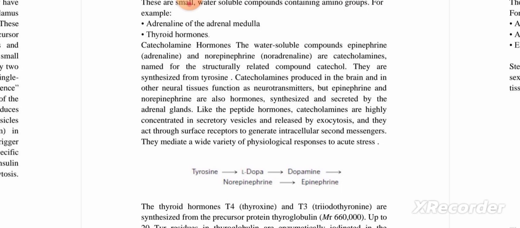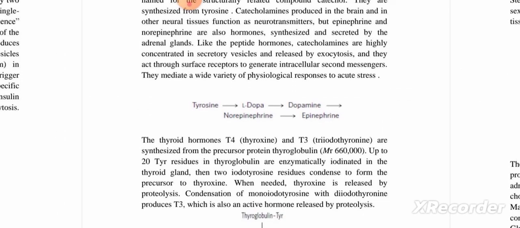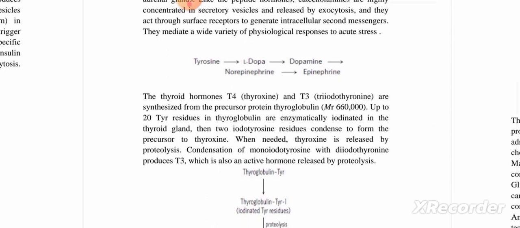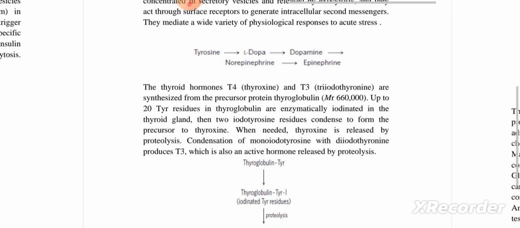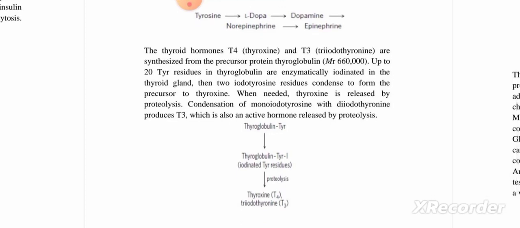Like the peptide hormones, catecholamines are highly concentrated in secretory vesicles and released by exocytosis, and they act through surface receptors to generate intracellular second messengers. They mediate a wide variety of physiological responses to acute stress. The thyroid hormones T4 thyroxine and T3 triiodothyronine are synthesized from the precursor protein thyroglobulin. Up to 20 tyrosine residues in thyroglobulin are enzymatically iodinated in the thyroid gland. Then two iodotyrosine residues condense to form the precursor to thyroxine. When needed, thyroxine is released by proteolysis. Condensation of monoiodotyrosine and diiodotyrosine produces T3, which is also an active hormone released by proteolysis.